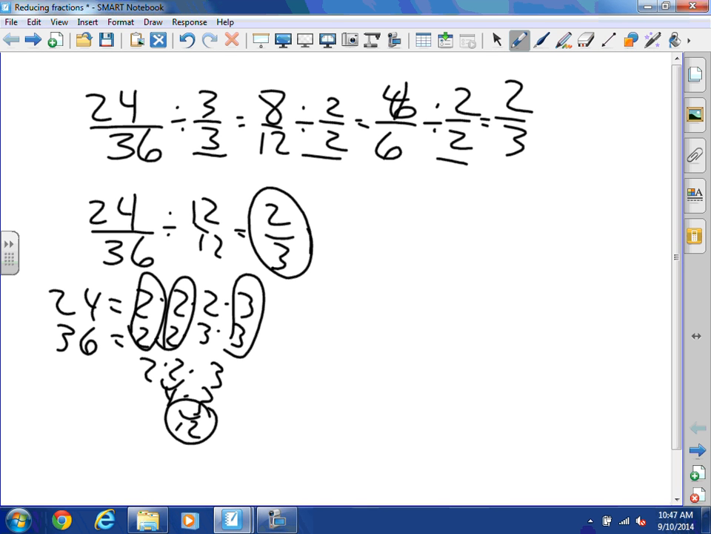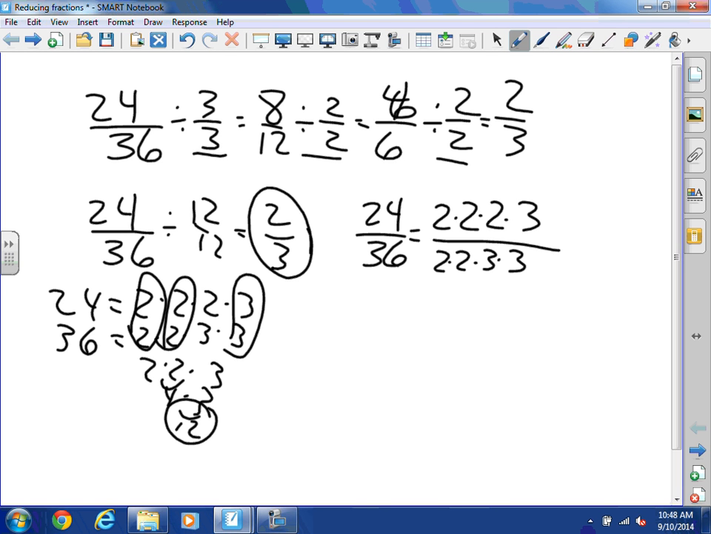Okay. Now the final way that I could have done this, 24/36, is the prime factor form like this. That's all I did, prime factorization. Then instead of circling pairs, I'm going to cross pairs out. 2 on top, 2 on the bottom, I cross those out. 2 on top, 2 on the bottom, cross those out. 3 on top, 3 on the bottom, cross those out. What am I left with? I'm left with 2/3.